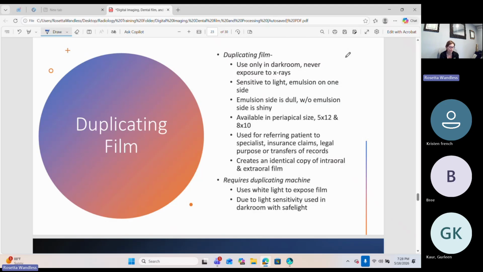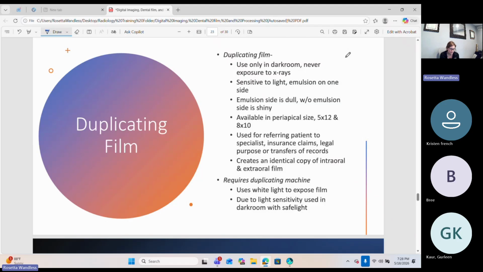The sizes in which duplicating film comes are size number 2, 5 by 12, and 8 by 10. So I don't have duplicating film in every size of an X-ray because I really don't need it. I can put a 0 and a 1 and a 2 on a 2, okay? I can put a panoramic on a 5 by 12. I can put a full mouth set of X-rays, which is 18 number 2s, on a 5 by 12. So that's why there's only really 3 sizes: your size number 2, your 5 by 12, and your 8 by 10 for a Ceph. I can't fit a Ceph on anything else. There is only one size for that.